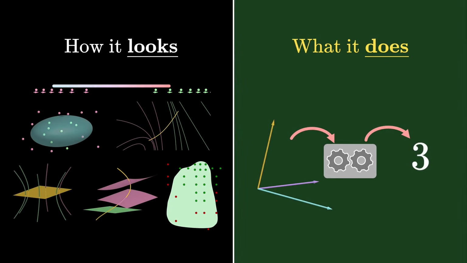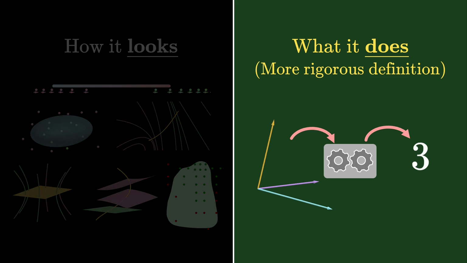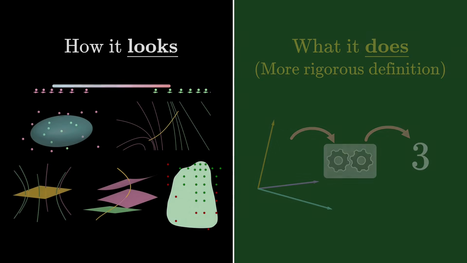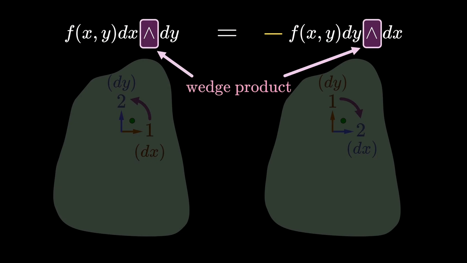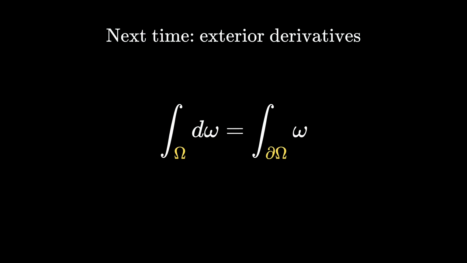So now we have two perspectives on differential forms, how it looks and what it does, with the latter giving a more rigorous definition of a differential form. Personally, I prefer this way of thinking, mainly because there are some weird cases I care about that can't be visualized neatly using the other method. However, this how-it-looks perspective is really useful when it comes to wedge products, to be discussed later on in the video series. The next video will be about exterior derivatives and the generalized Stokes theorem.